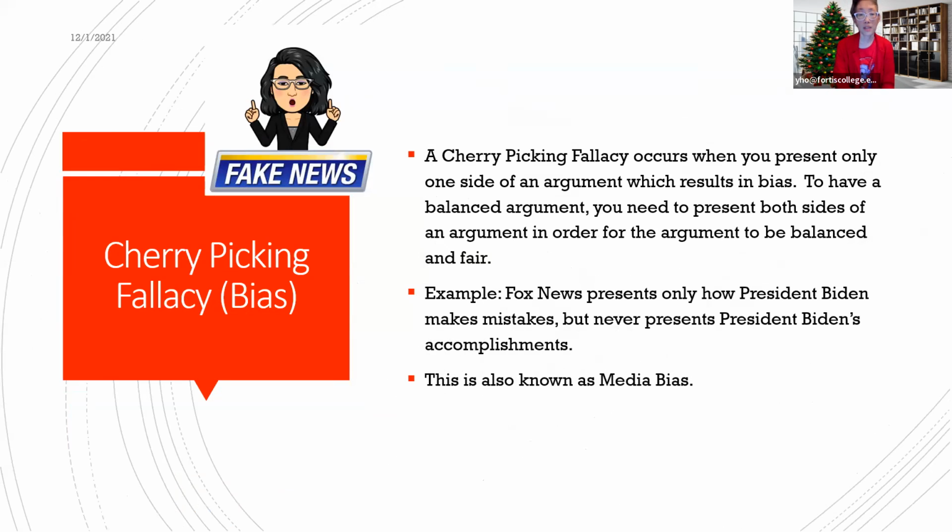Cherry picking fallacy or bias. So this is most apparent, as I mentioned before, in media bias. A cherry picking fallacy occurs when you present only one side of an argument, which results in bias. To have a balanced argument, you need to present both sides of an argument in order for the argument to be balanced and fair. Example, Fox News presents only how President Biden makes mistakes, but never presents President Biden's accomplishments. This is known as media bias.